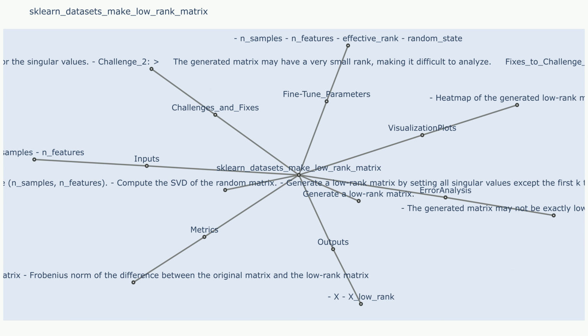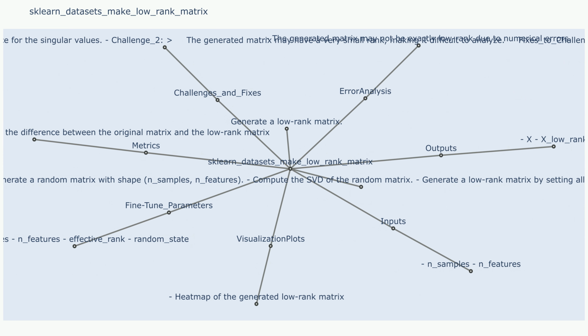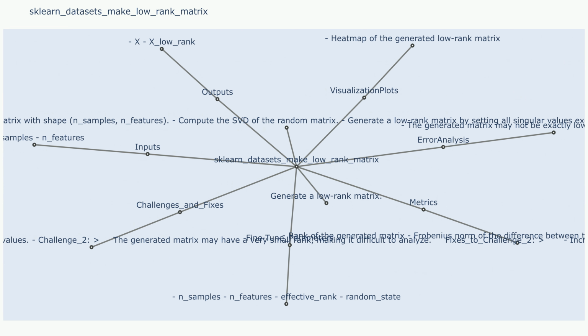(n_samples, n_features), the true low-rank factors used to generate the matrix, in the form of two matrices: (n_samples, effective_rank) and (effective_rank, n_features). Steps. Generate two random matrices, one of shape (n_samples, effective_rank) and the other of shape (effective_rank, n_features). Multiply these matrices to obtain a low-rank matrix of shape (n_samples, n_features). Metrics. Rank, the actual rank of the generated matrix, which should be close to the specified effective rank.